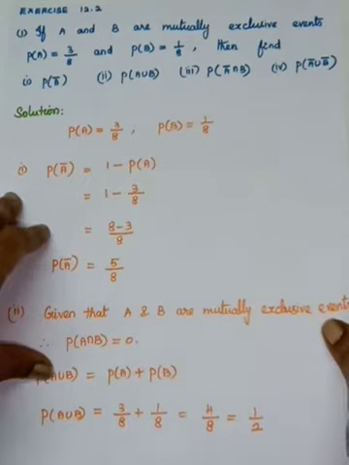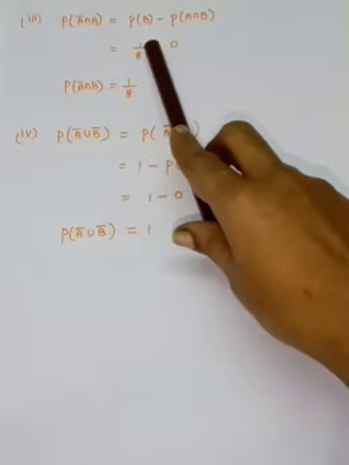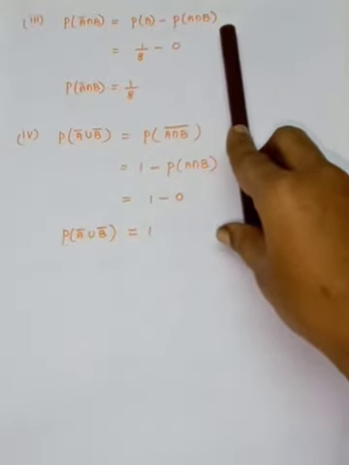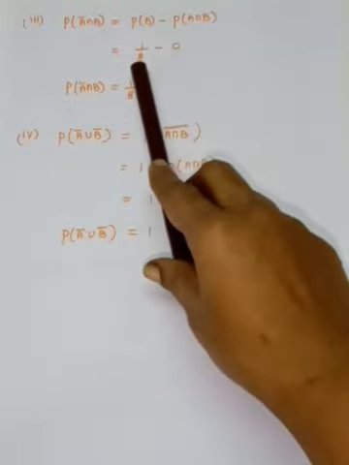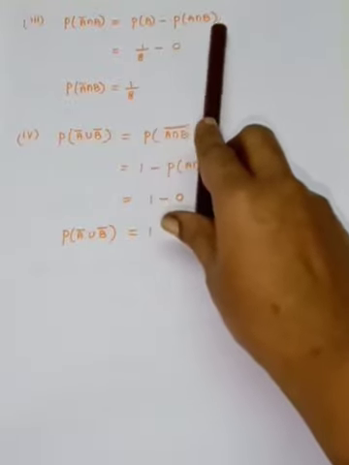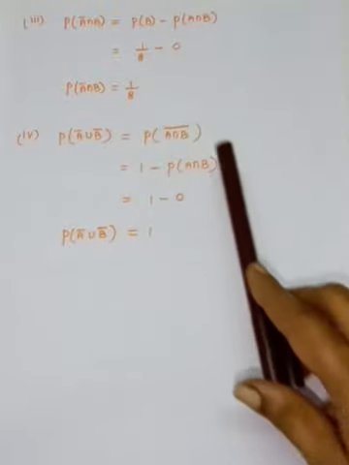The next one, the third subdivision, P of A bar intersection B. The formula is P of B minus P of A intersection B. Yes, in the previous class we have learnt it. The P of B is 1 by 8. Here A and B are mutually exclusive, which means P of A intersection B is equal to 0. So the answer is 1 by 8.